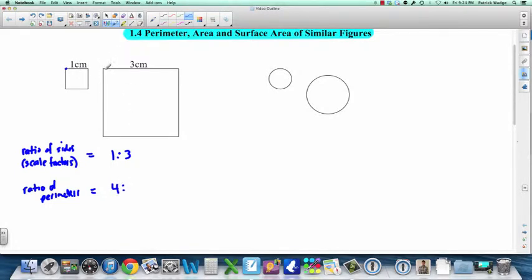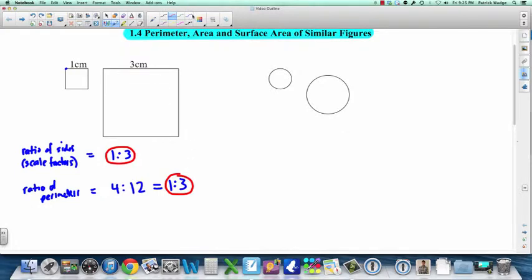The perimeter of the second square, well the ant would have to walk 3, and another 3, and another 3, and another 3. So 3 times 4, or 4 times 3, and that is 12. So the ratio of perimeters is 4 to 12. But what can you do to that answer? You can put it in lowest terms. Divide both numbers by 4 and you get 1 to 3. Interesting. The first answer we got 1 to 3, and the second answer we got 1 to 3 when we put it in lowest terms.